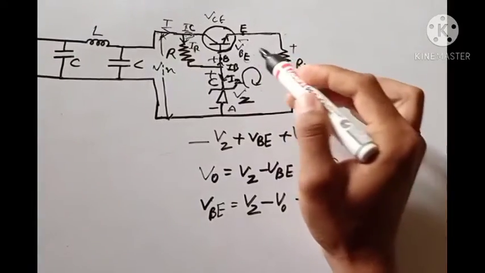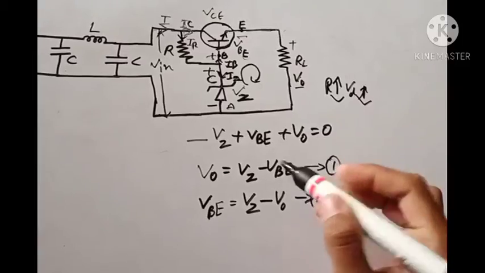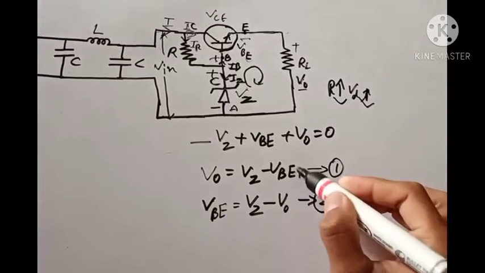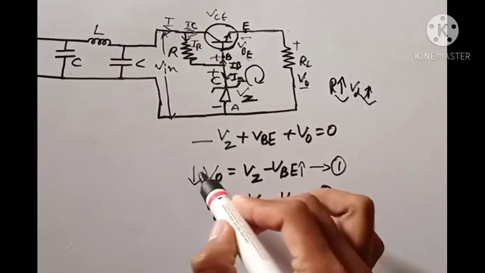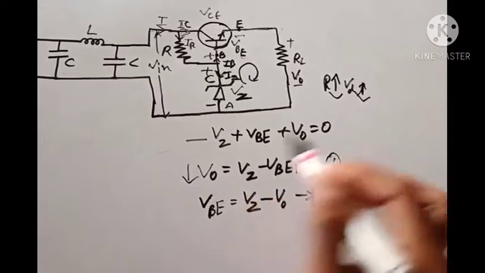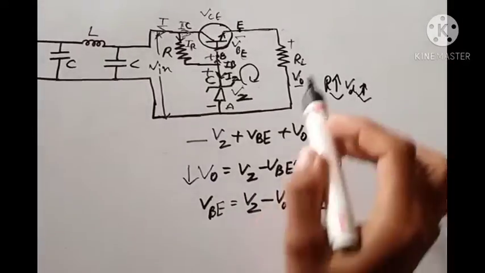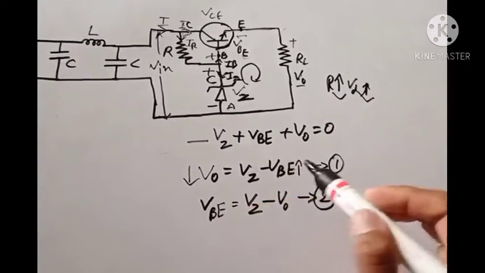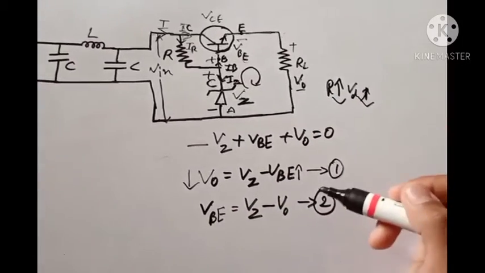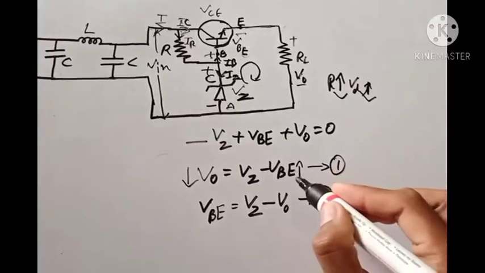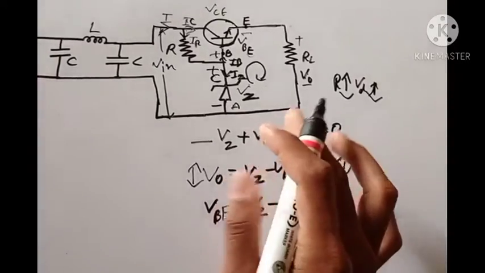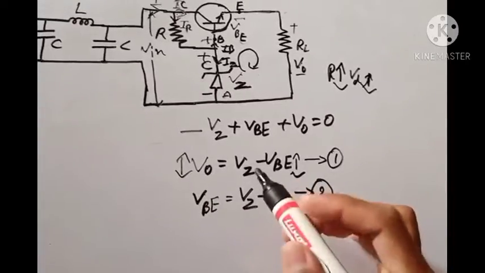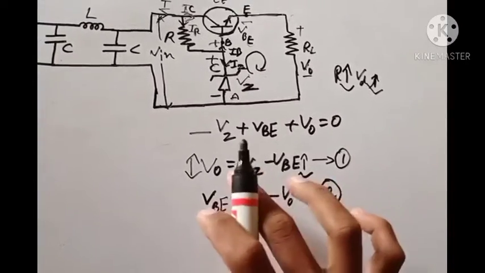If the voltage value of Vb increases, then what happens? Automatically the output voltage V output also decreases, right? According to this statement, the output voltage will decrease if the Vb voltage increases. If the Vb voltage decreases, then automatically the output voltage will increase, right? And the Vz is a constant voltage.